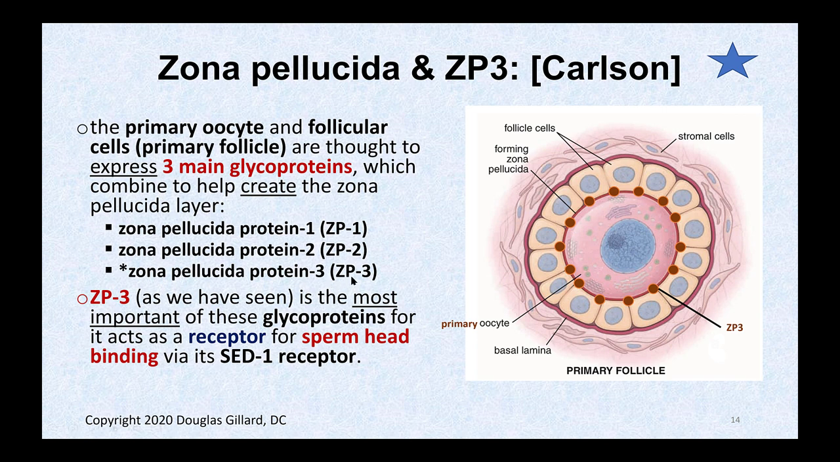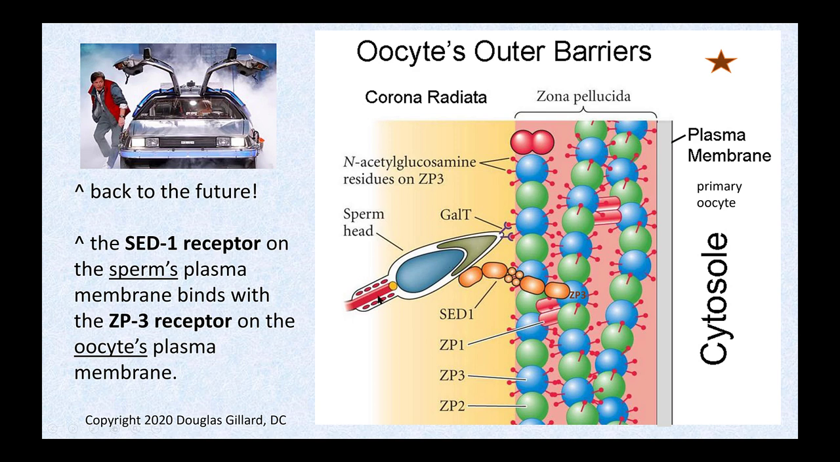ZP3 is really important because you will remember that is where the sperm binds. Remember, the sperm has a receptor called SED1, and it binds to ZP3, like this cartoon right here. There's the look into the future, even though they call it Back to the Future. But there's the sperm's SED1 receptor. And the blue ones are the zona pellucida, and it binds to the ZP3 receptor.